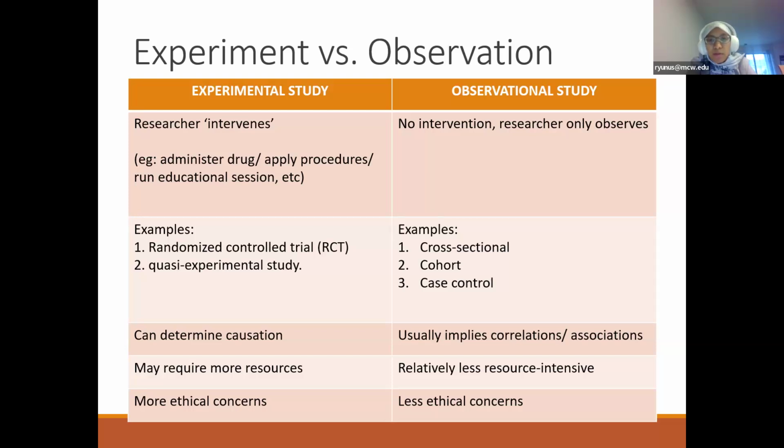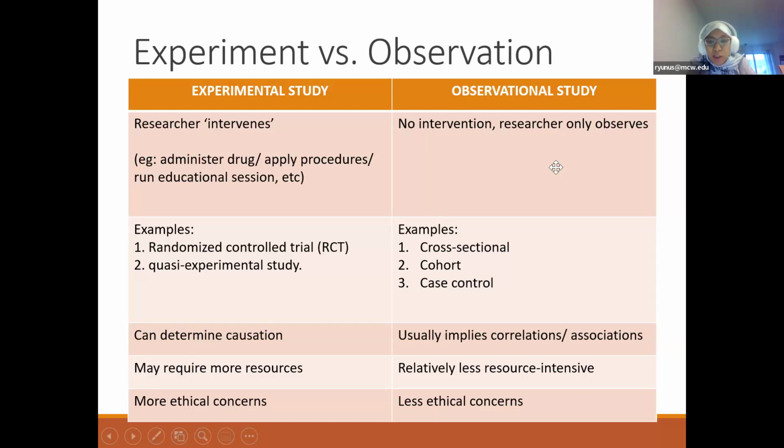So examples of observational study, again, we have cross-sectional, cohort, case control. We also have other types, actually, for example, case report and case series. For experimental, we also have more than just these two that you're seeing in the table, but for this lecture, we'll focus on these two types, RCT and quasi-experimental.